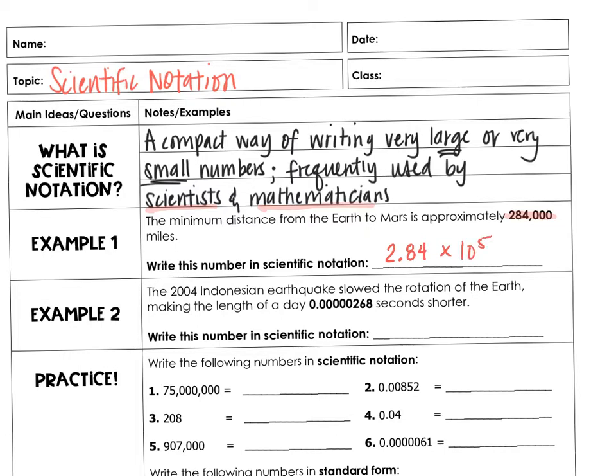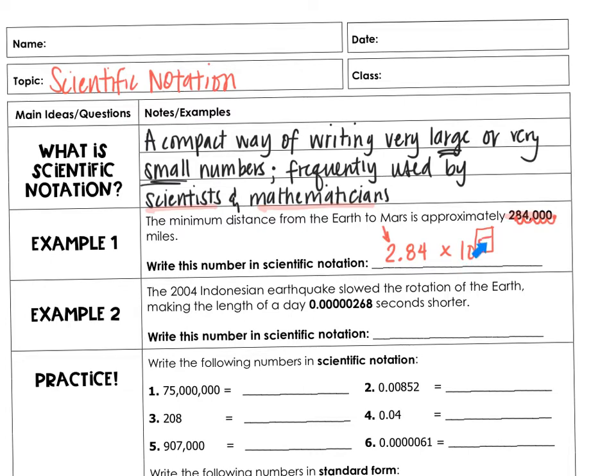And the reason why is because in 284,000, since it's a whole number, the decimal's in the back. And in scientific notation, you place the decimal so that you have a non-zero single digit in front of the decimal point. So we move this decimal so that there's a non-zero digit in front of the decimal point, and then you count how many loops you did in order to get to that point. And every time you loop, you are looping by a power of 10.